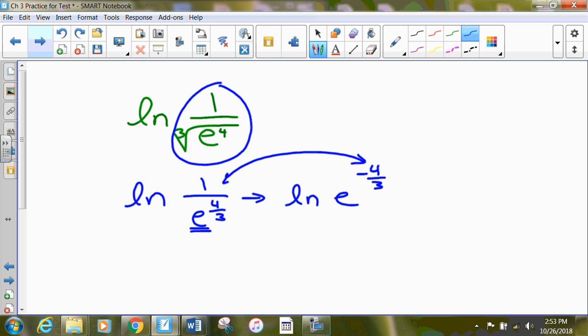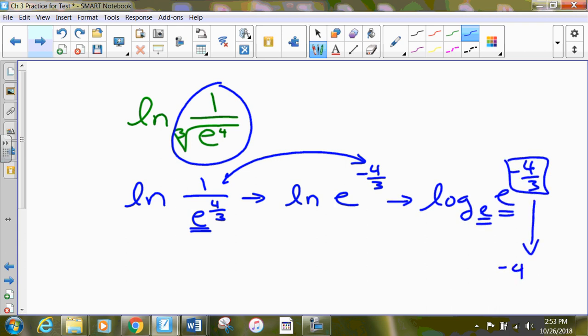And then one last thing is I'm going to remember that natural log is log base e. And I see that I have an exponential caught inside a log. Bases are the same, therefore my exponent is my answer.